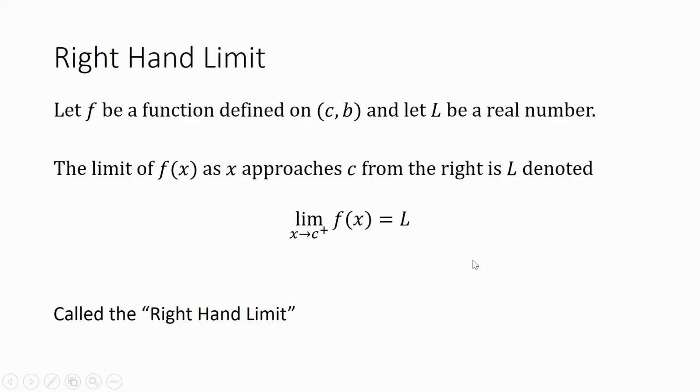We can do the same thing with the right-hand limit as well. The limit of f of x as x approaches c from the right is L, is denoted in the same way. Limit of f of x equals L as x approaches c. But notice that we put a plus sign in the exponent of the c. So this is approaching from the right. The other is approaching from the left. This is called the right-hand limit.